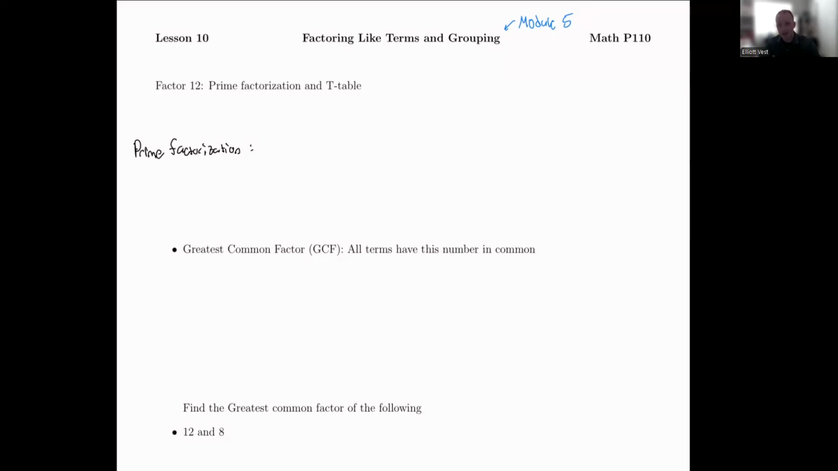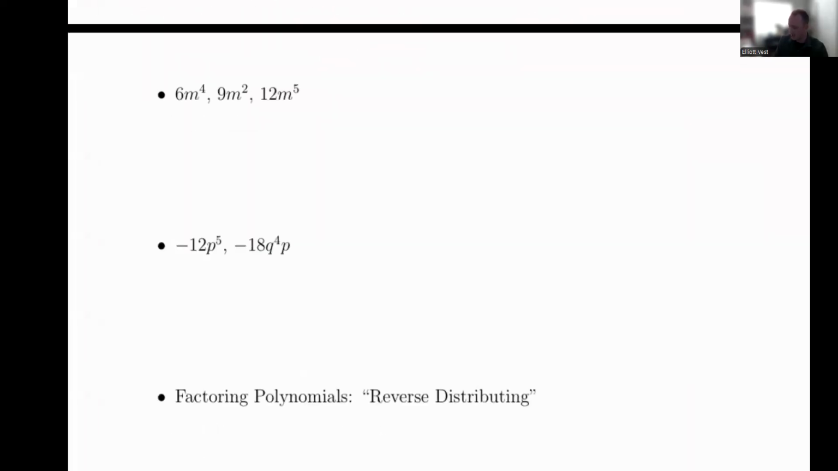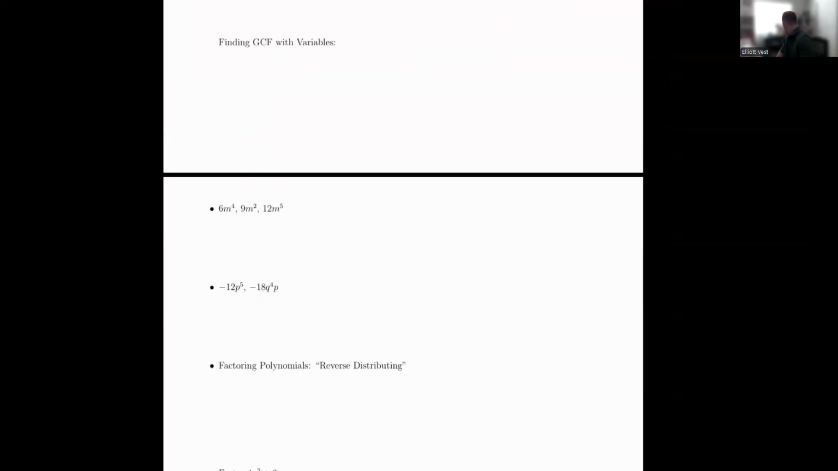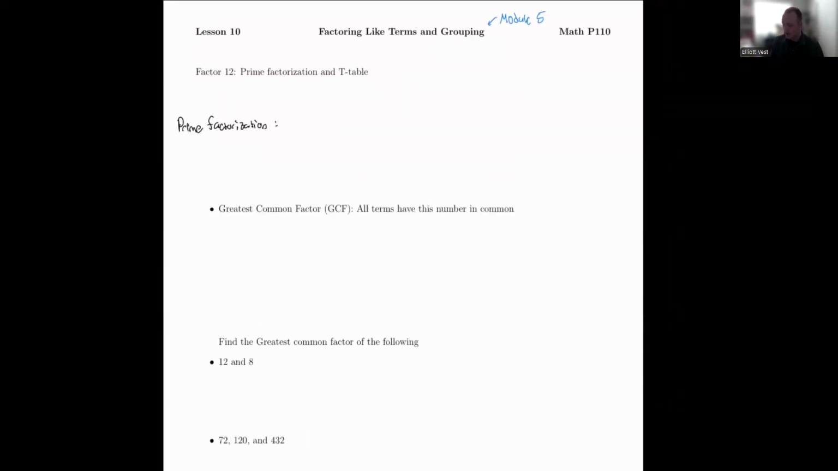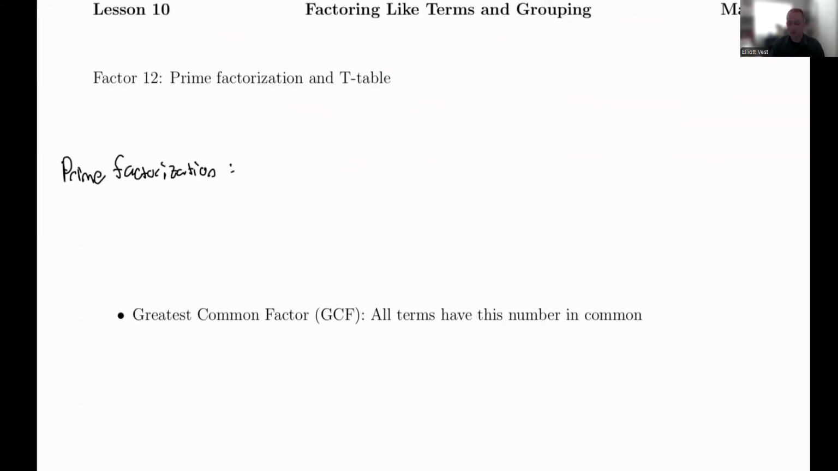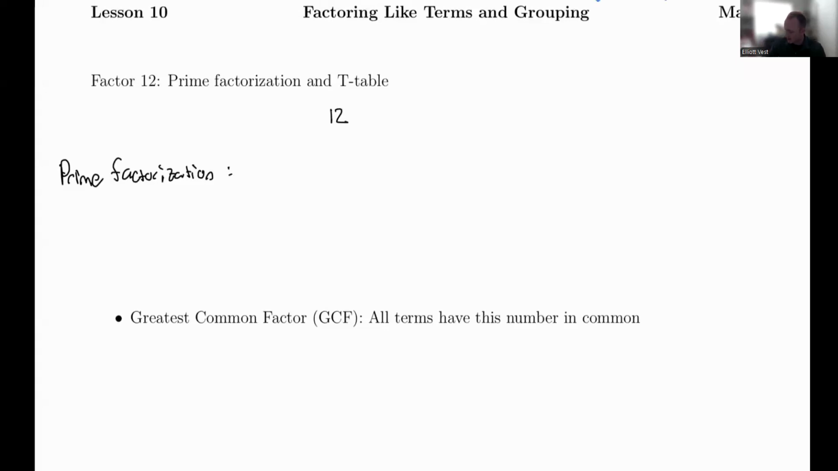We're talking about factoring like terms and grouping. So before we get to factoring more complicated things, which would be like things with variables, right? Let's work on factoring just regular old numbers and kind of remind us of how we do that. So one way we can do it is through prime factorization, where we get all the prime numbers that it takes to multiply together in order to get the number you want. So let's factor 12, what it says. Factor 12 through prime factorization.